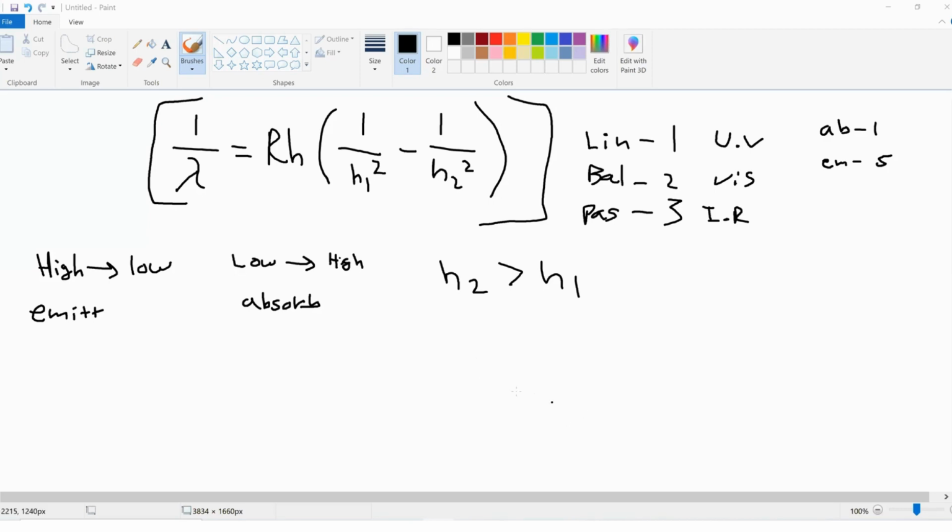I'm going to explain to you how to use this equation properly that we have here. This is the Rydberg equation.